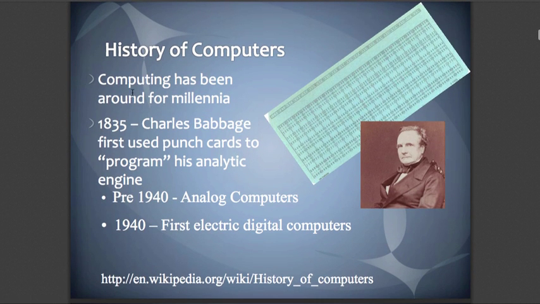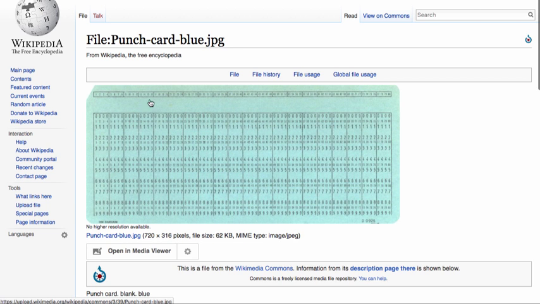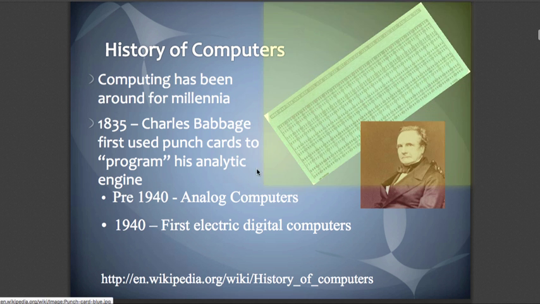History of computers. Computing has actually been around for millennia. Charles Babbage, in a lot of textbooks, is considered the father of computer science, or the inventor of the first computer. Maybe not computer science, but the inventor of the first computer. He used punch cards inside of a machine that he built, which later on people used this same idea to program analog computers and the first electronic digital computers.